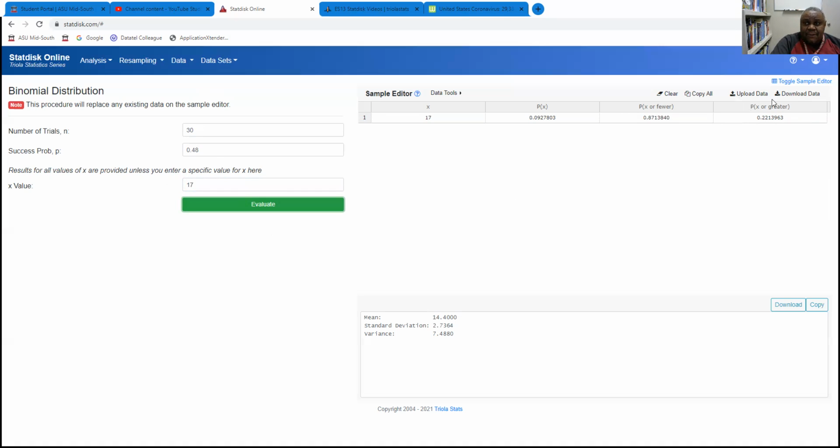That would be this right here that I'm circling, where P of X or greater for 17. It's going to be that decimal value, 0.2214, rounded to 4 decimal places. 0.2214.